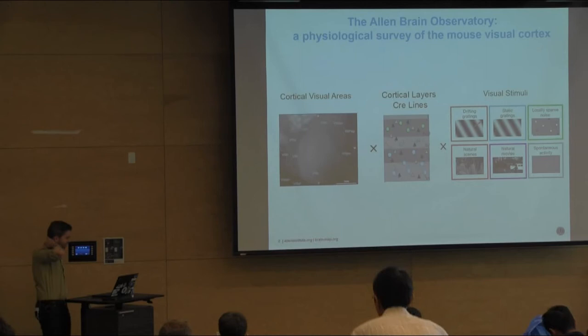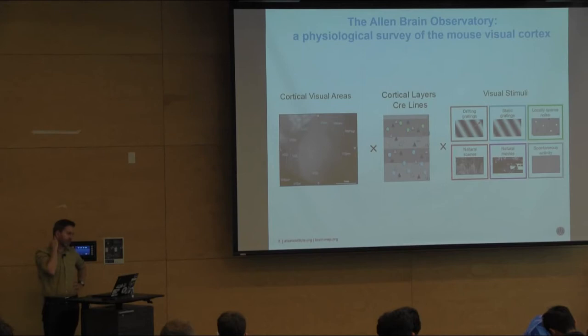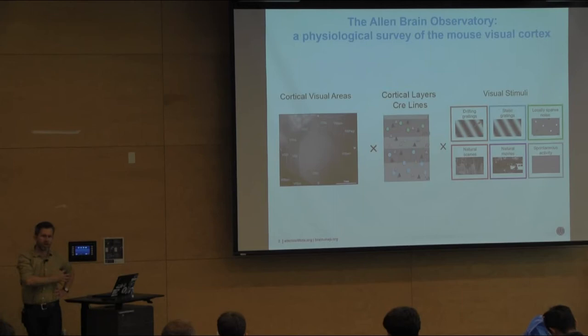For decades and decades, the visual cortex has been used to develop and test fundamental theories of neural computation, going back to Hubel and Wiesel's feed-forward models with simple and complex cells, and then up through models of invariant object recognition. And so one of the key goals of the Allen Brain Observatory was to get a comprehensive survey of the mouse visual cortex and how it responds to different types of visual stimuli.